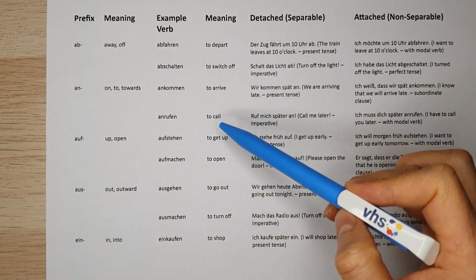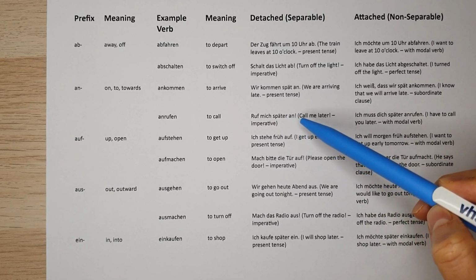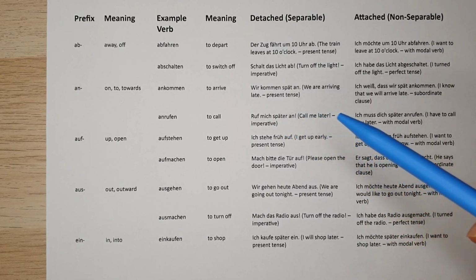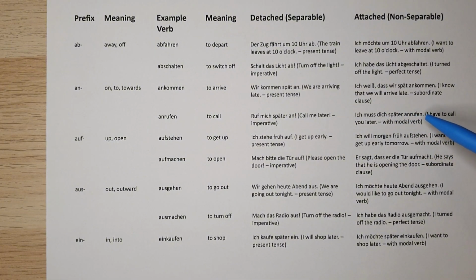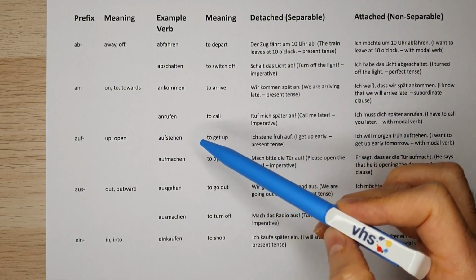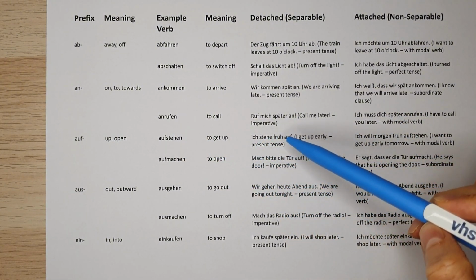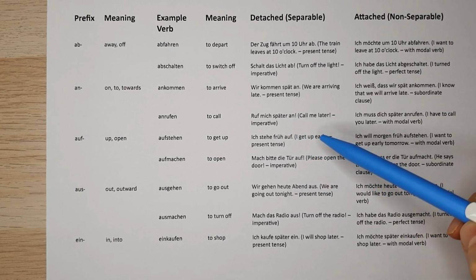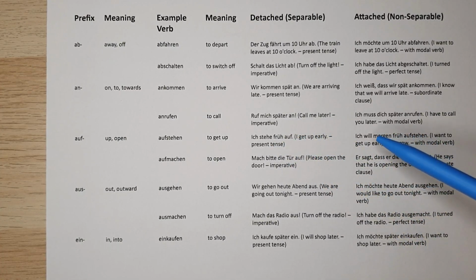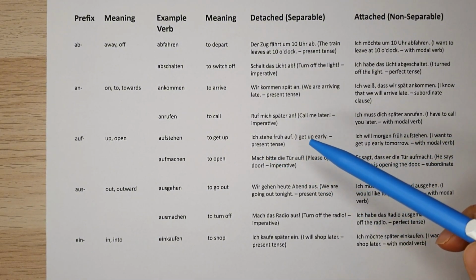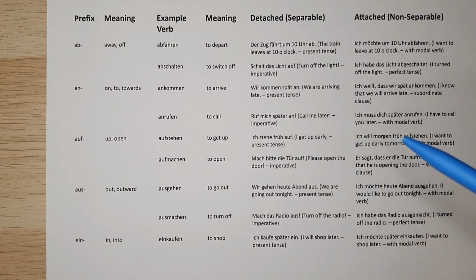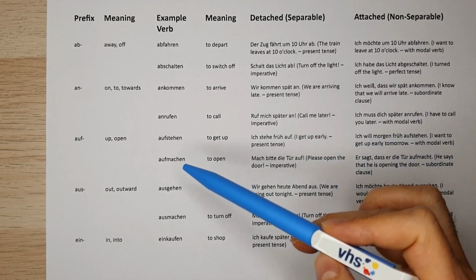Then anrufen, to call. Ruf mich später an. Imperative sentence, giving an order. Now this with modal verb, ich muss dich später anrufen, stays the same. Aufstehen, another example, to get up. Ich stehe früh auf. I get up early, present tense sentence. Ich will morgen früh aufstehen. I want to get up early tomorrow, with modal verb. So basically the verb stays the same. Trennbare verb will stay the same and will go to the end of the sentence after the auxiliary verb.